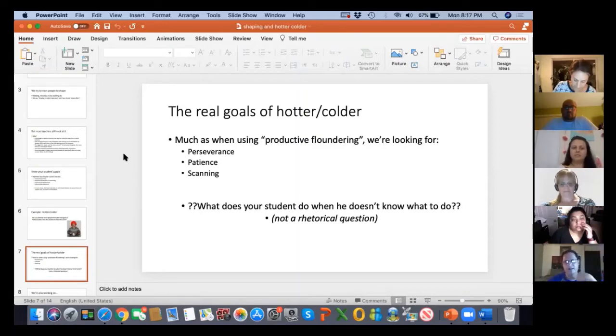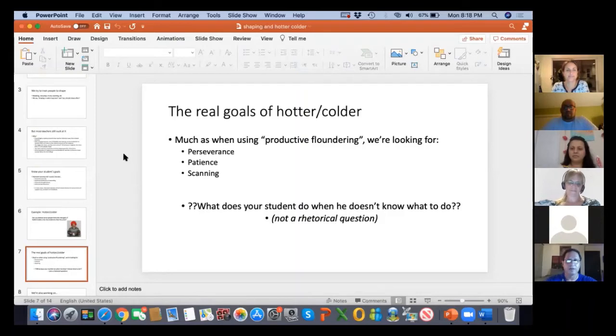So let's treat this as a not rhetorical question as well, if you would. Most of you are already working with some clients. Is that correct? Yes, okay. So that's good. So what does your student do? Take it across any context, not just hot or colder, obviously, but in any context, when your student doesn't know what to do, what does he do? He gets frustrated and tries to escape the task. Yeah, that's the basic. Usually there's some other things he might also do, but in general it's like, let me out of this thing.